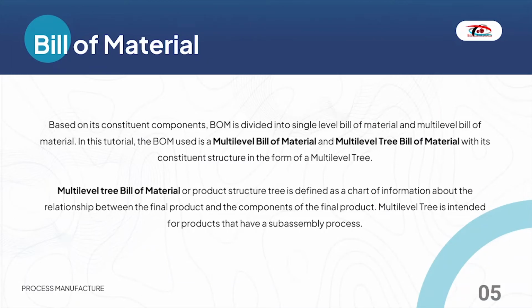Based on its constituent components, BOM is divided into single-level bill of material and multi-level bill of material. In this tutorial, the BOM uses a multi-level bill of material and a multi-level tree bill of material, with its constituent structure in the form of a multi-level tree. Multilevel tree bill of material, or product structure tree, is defined as a chart of information about the relationship between the final product and all of the components. Multilevel tree is intended for products that have a sub-assembly process.